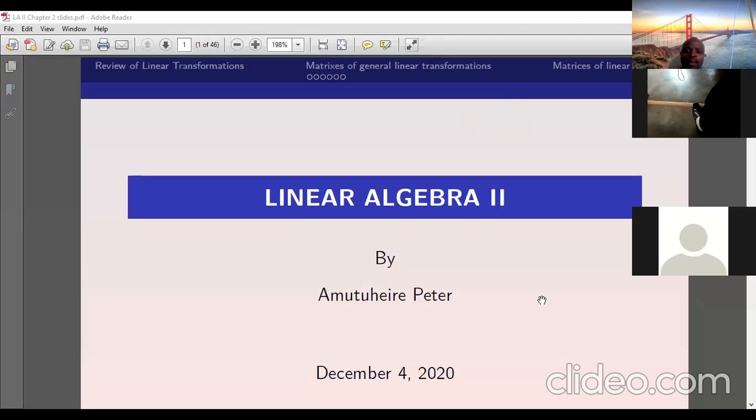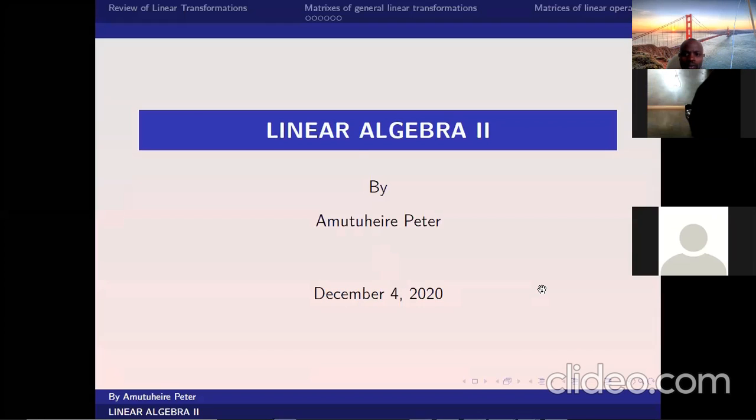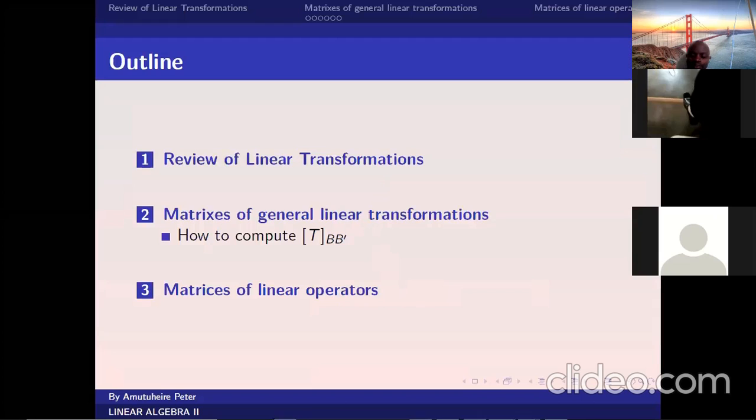Okay. Today we want to look at chapter 2 of Linear Algebra 2. We will be looking at what we call the matrices of general linear transformations. Last time in chapter 1 we did linear transformations. Now today we'll look at matrices of general linear transformations. We will define these matrices, and then we will see how to compute them.